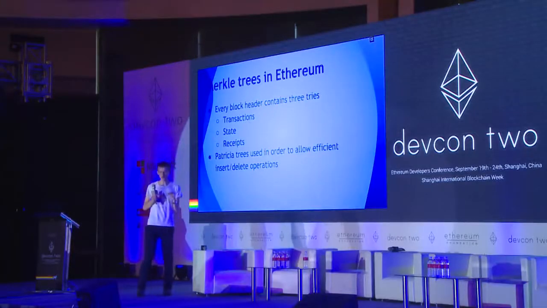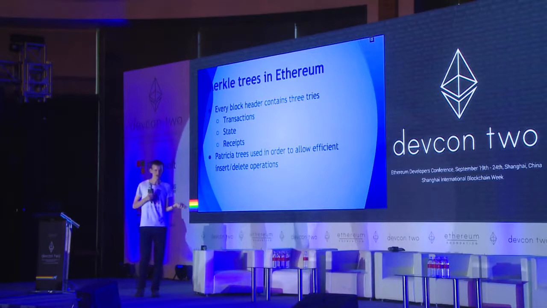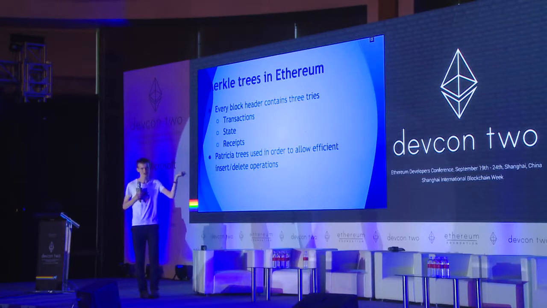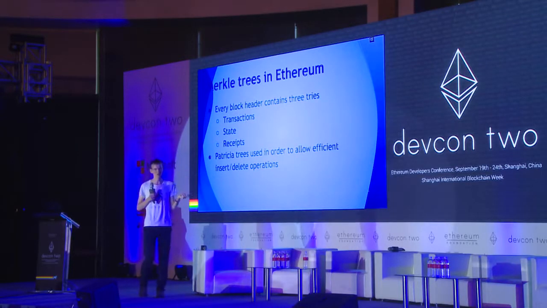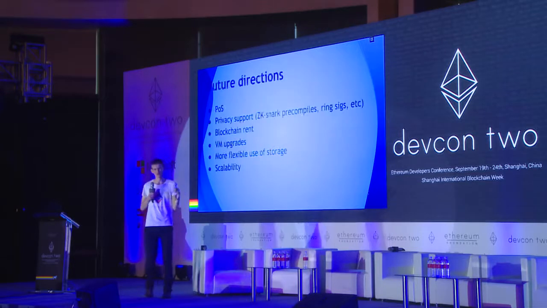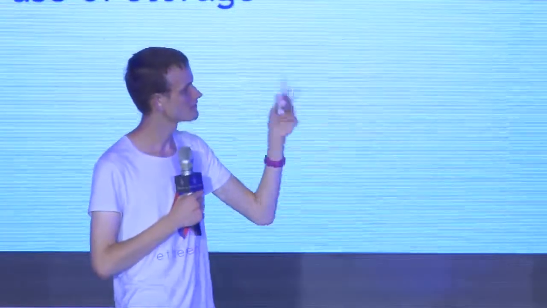Block headers contain 3 trees. Bitcoin uses Merkle trees just for transactions. We use Merkle trees for transactions and for the state, which includes account balances, contract code, contract storage, and receipts. We have Patricia trees, which allow you to update the tree very efficiently. Those are the basic building blocks of the Ethereum protocol right now.